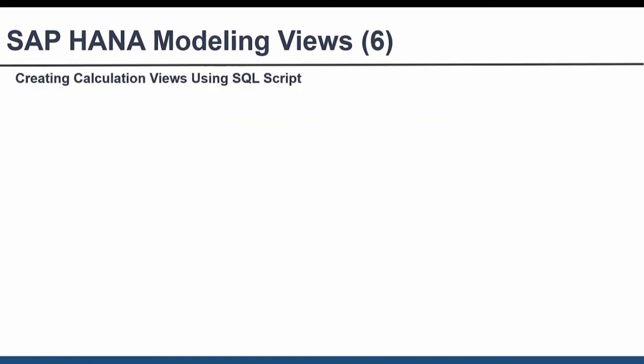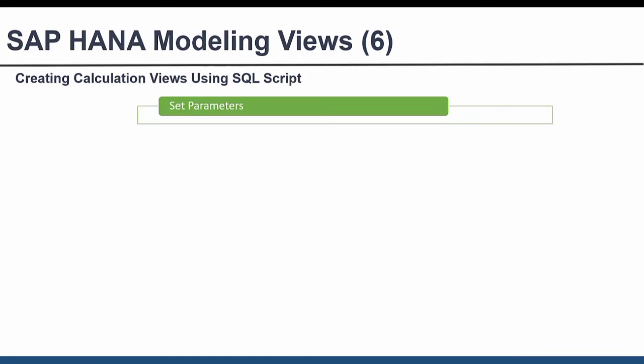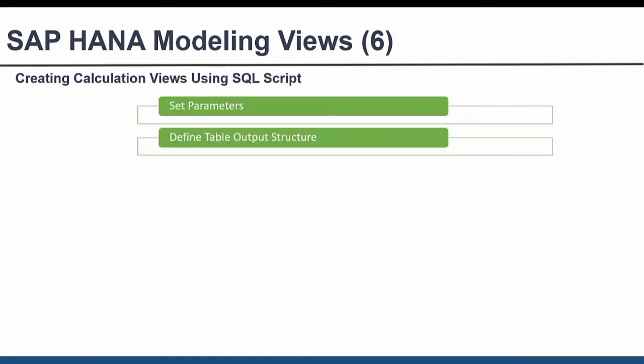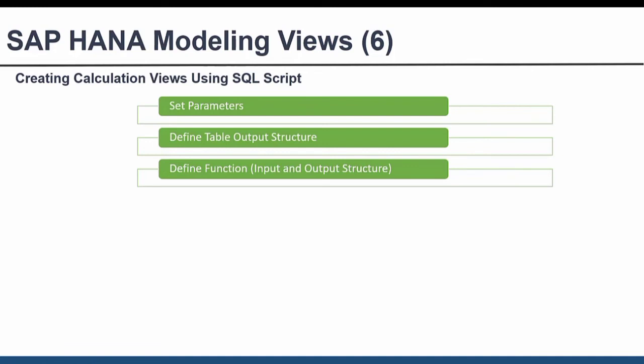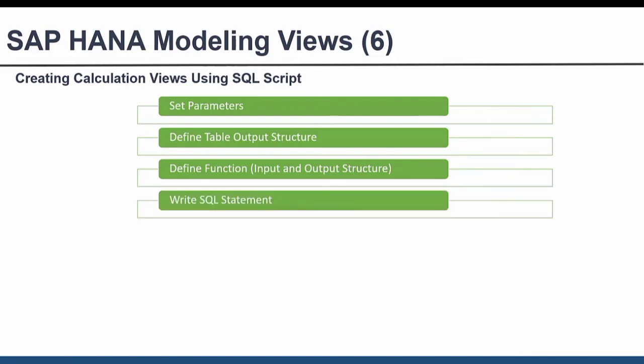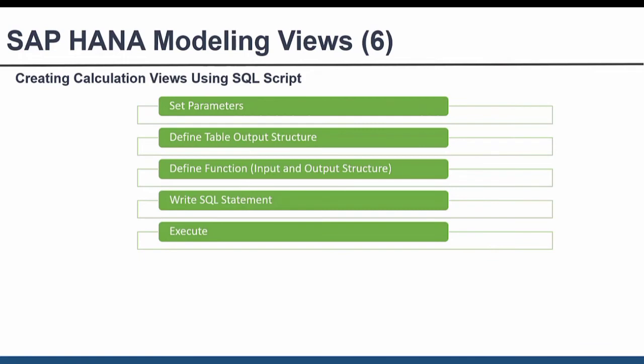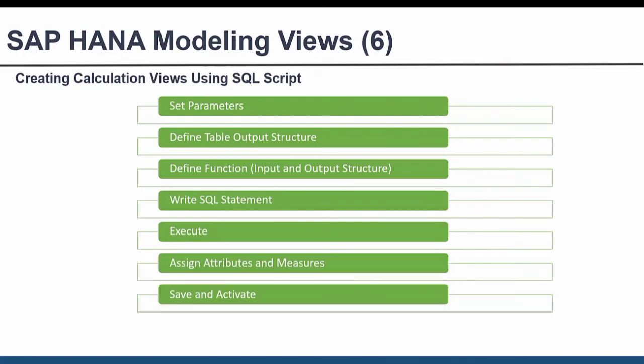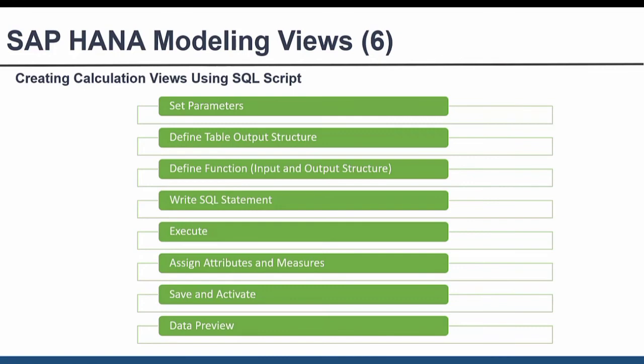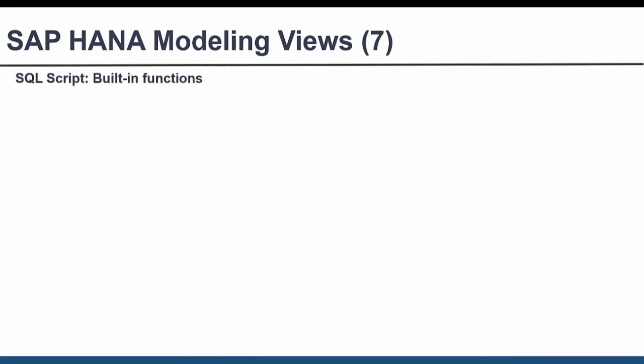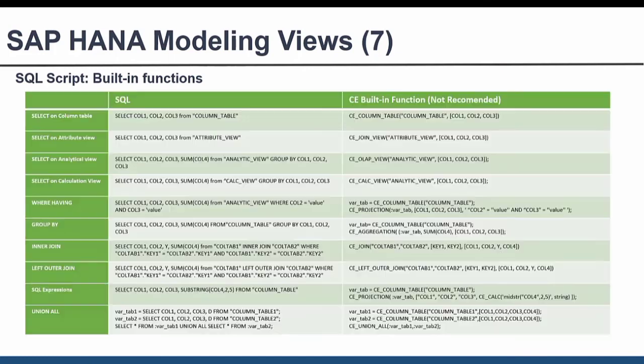Creation of calculation views using SQL script. Following are the steps to create calculation views using SQL script. The first one, set the parameters, define the table output structure, define functions, input and output structure, write the SQL statement, execute, assign attributes and measures, and save and activate. And finally, do the data preview. Some built-in functions, CE functions, and SQL script comparison are given in the table.